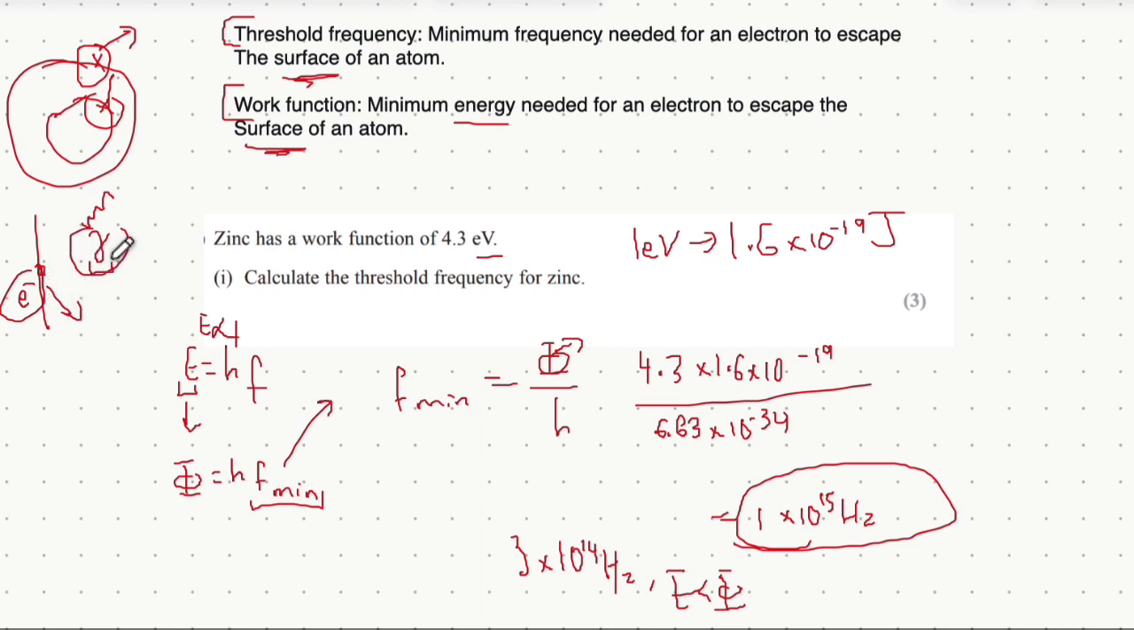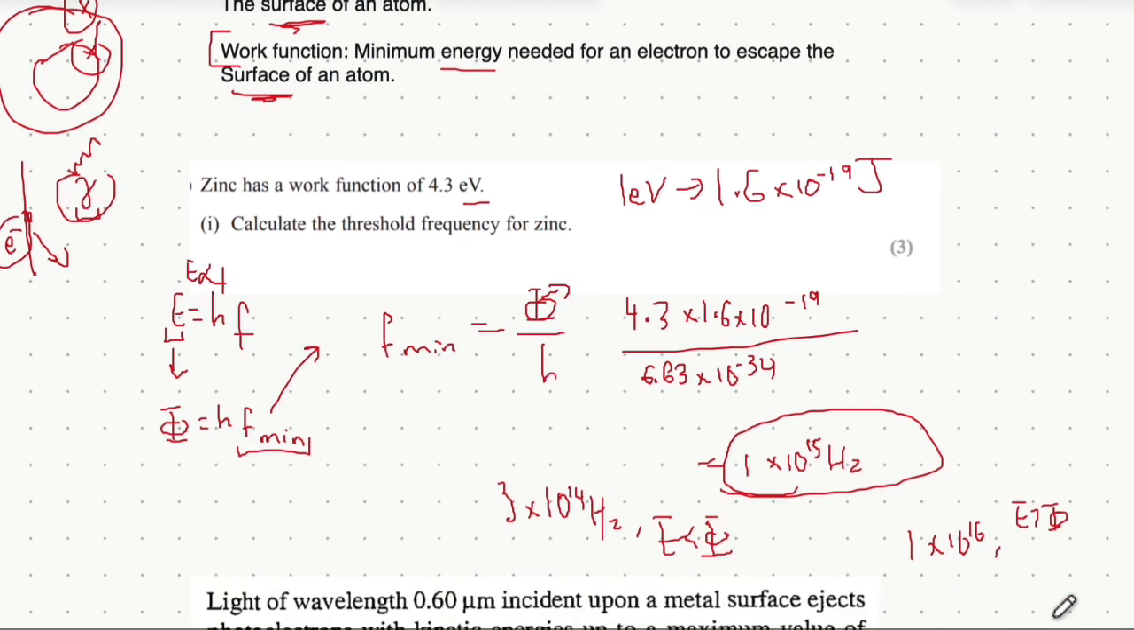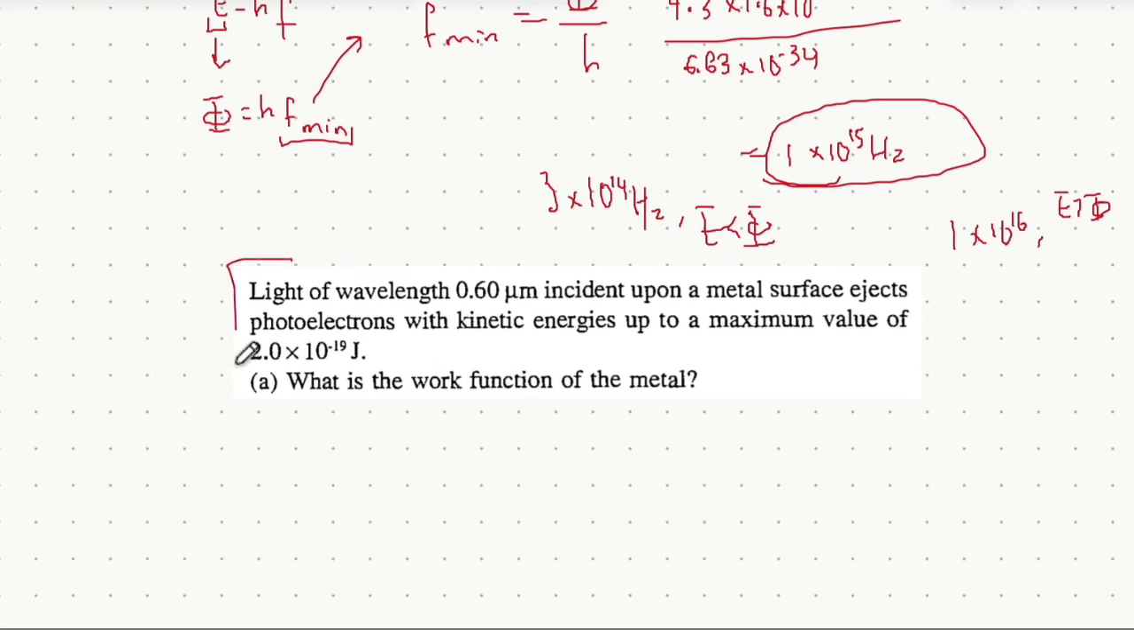But what about if the photon has a frequency that's larger than 1 times 10 to the 15? What if it's something like 1 times 10 to the 16? In that case, it has more than enough energy to escape the surface. But then what happens to that extra energy? Because now it has too much energy. It has more energy than the work function. So we write here, energy is more than the work function. And that's what this second calculation focuses on.